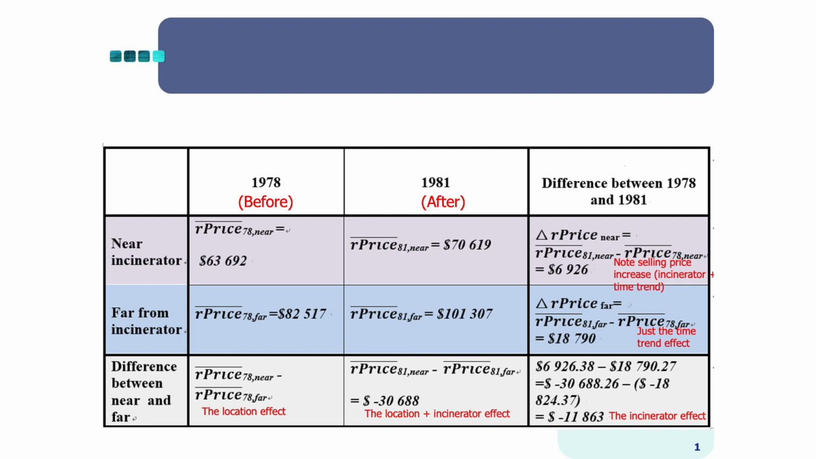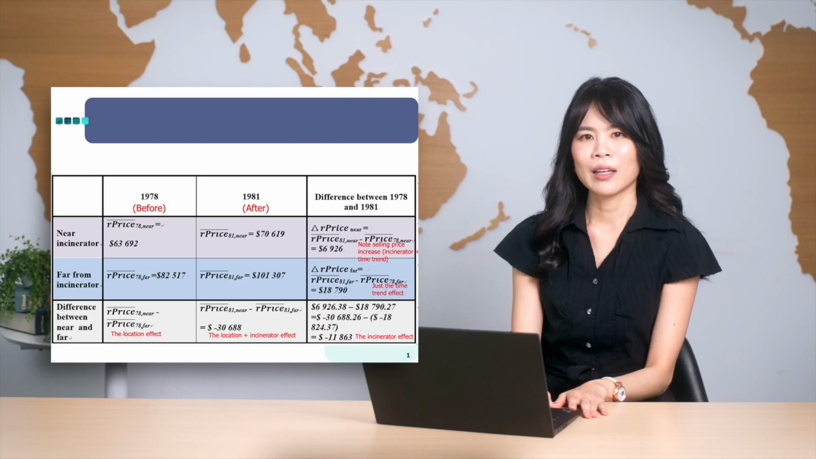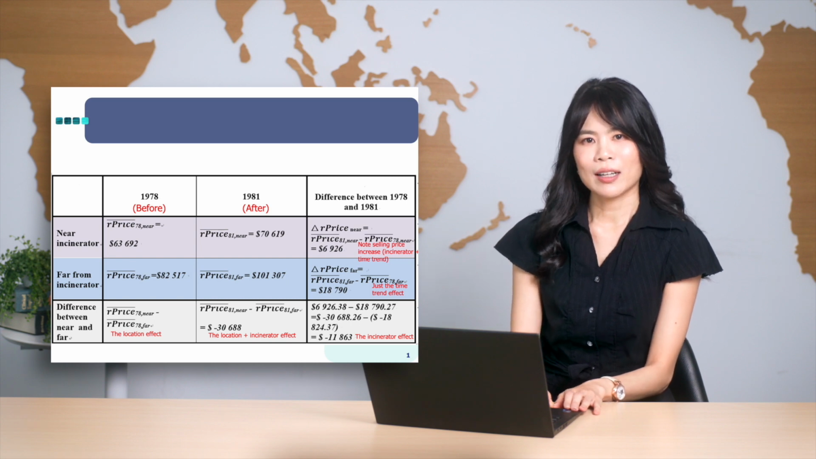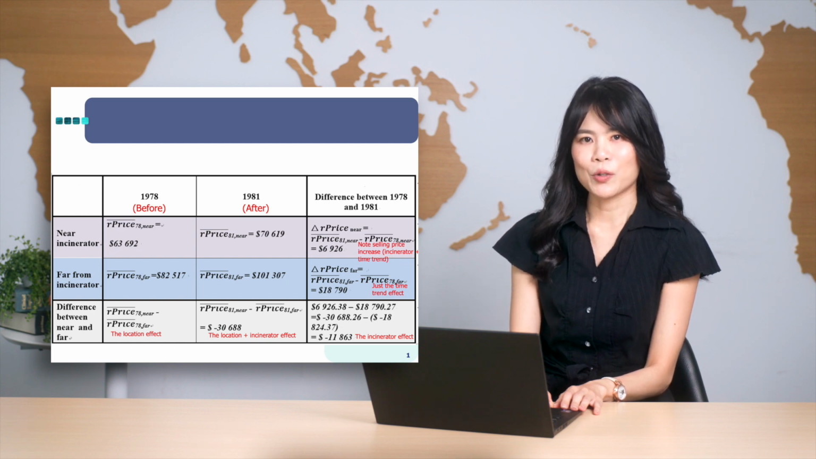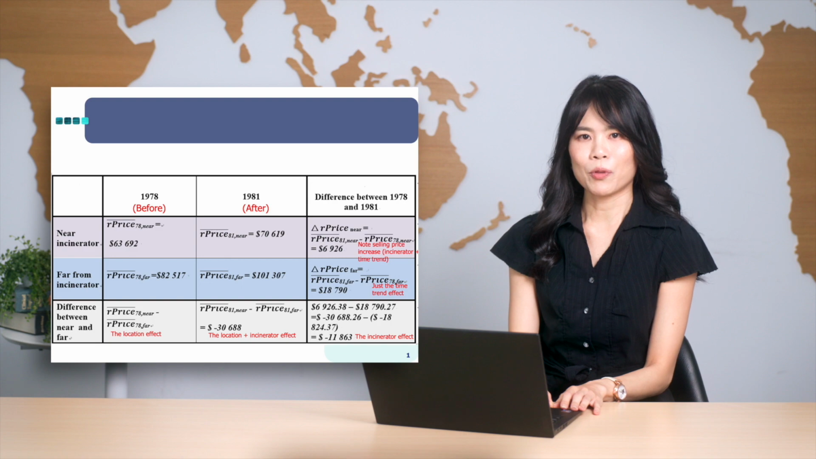Let's now look at the average price for houses far from the incinerator. For these houses, we can see that the price increased from 82517 to 101307. That's a change of 18790. Since these houses were far from the incinerator and could not be affected by the incinerator, we know that this increase is only affected by the time trend. Now we simply subtract the numbers, like what is shown in the table here. We can get a change in the average housing price purely due to the incinerator. Note that you can do this row-wise or column-wise. Both give you the same DID estimate.